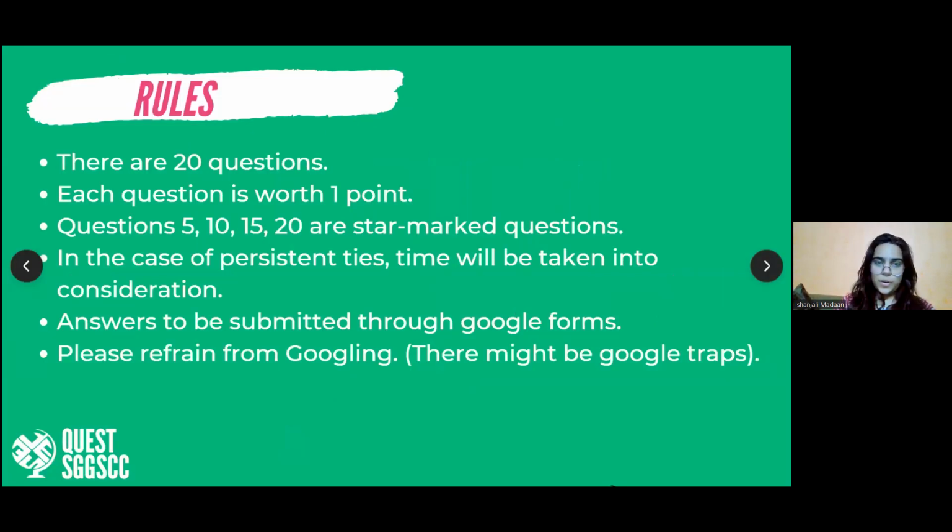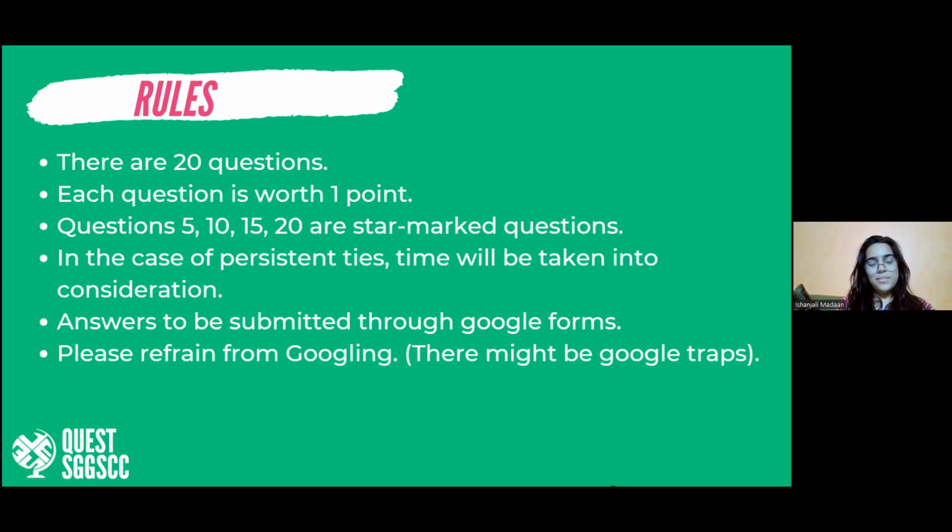The rules go as follows. First, there are 20 questions in total. Each question is worth 1 point. Questions 5, 10, 15, and 20 are star marked questions. In the case of persistent ties, time will be taken into consideration. Answers are to be submitted through Google Forms. Please refrain from Googling. There might be Google traps.